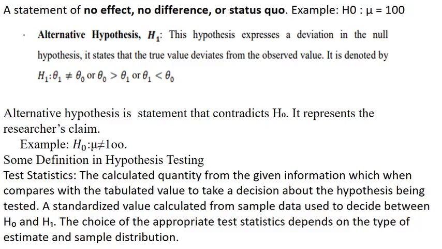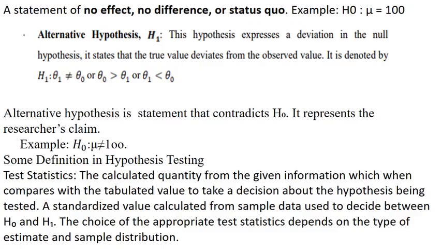Example, H1: mu is not equal to 100. Our null hypothesis can be H naught: mu is equal to 100, and our alternative hypothesis, or the researcher's claim, may be H1: mu is not equal to 100.